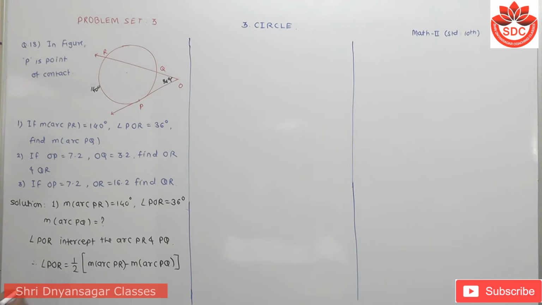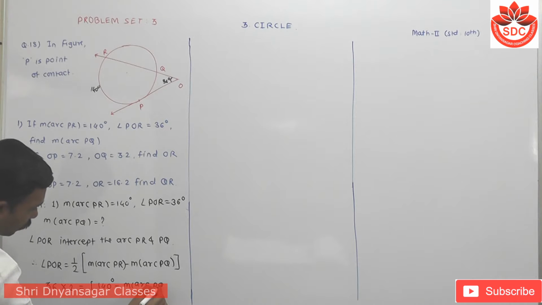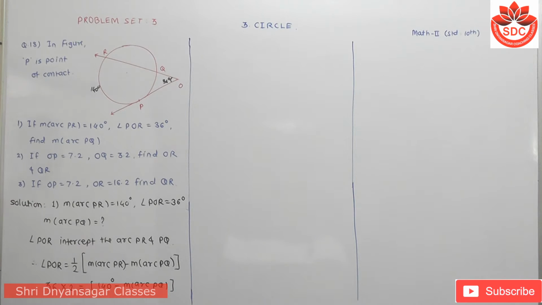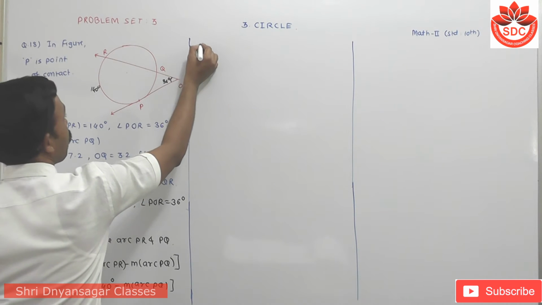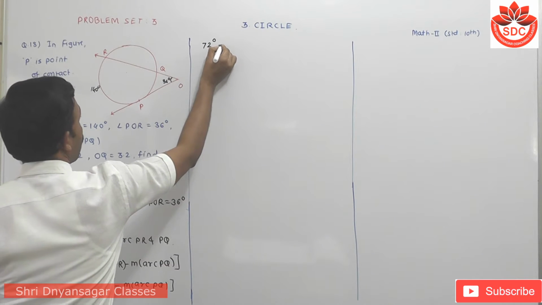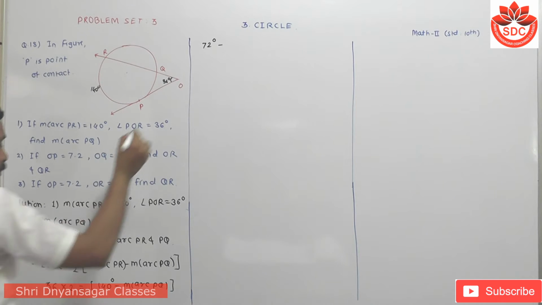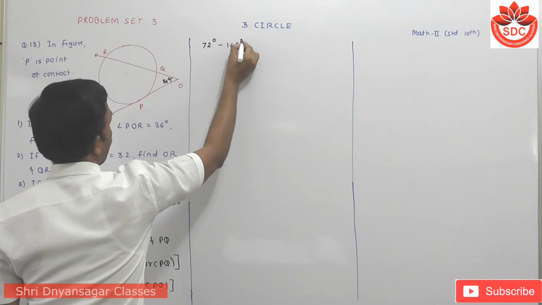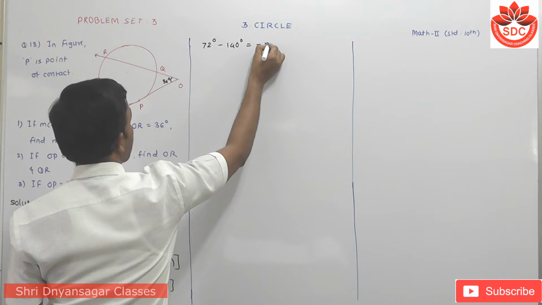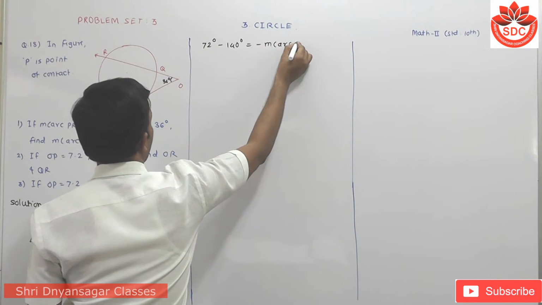Then we substitute the value. This value is equal to 36 degrees. Then this 2 goes to the numerator. Measure of arc PR is how much? 140 degrees minus this measure of arc PQ, which we have to find. Then students, these two become 72. Then transpose this 140 to this side, it becomes minus 140 degrees is equal to minus measure of arc PQ.